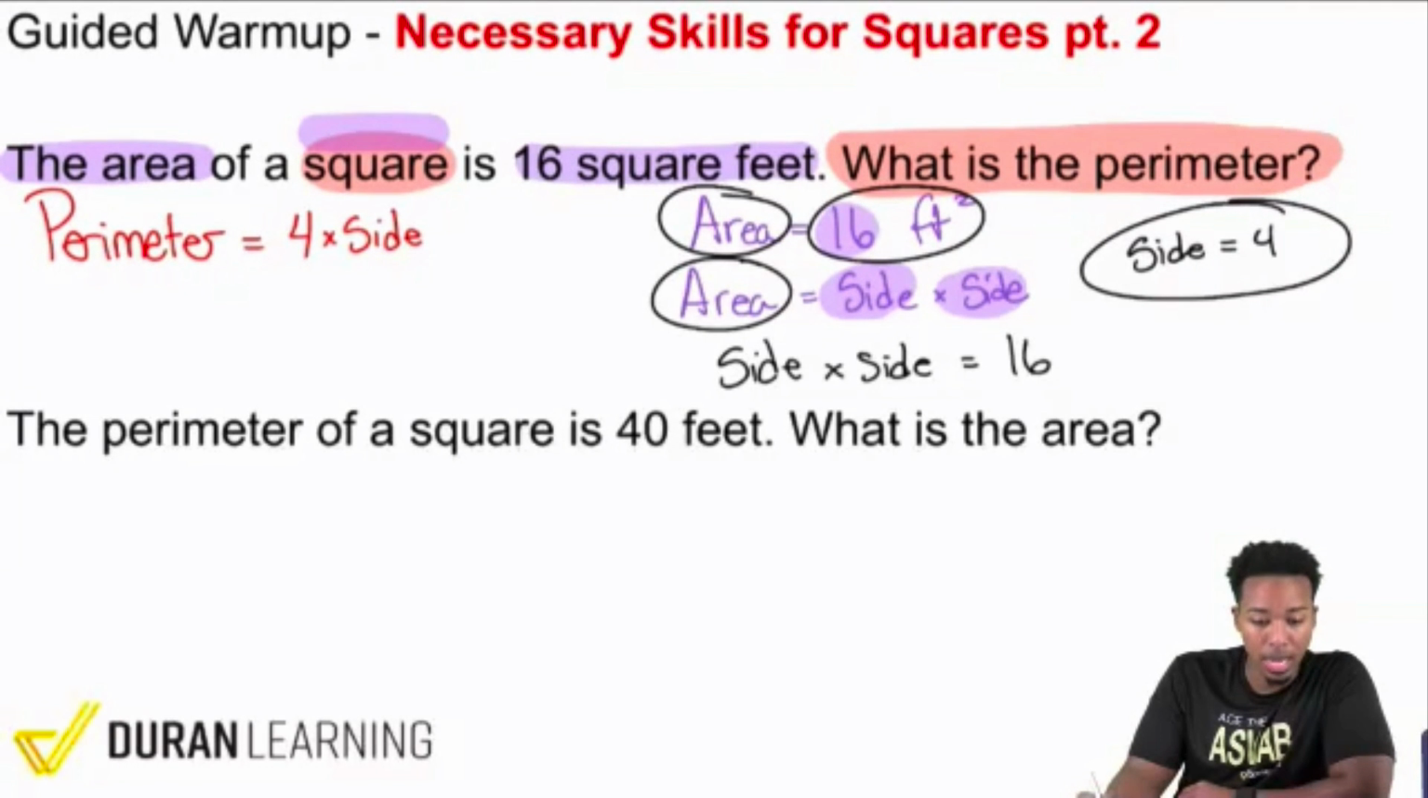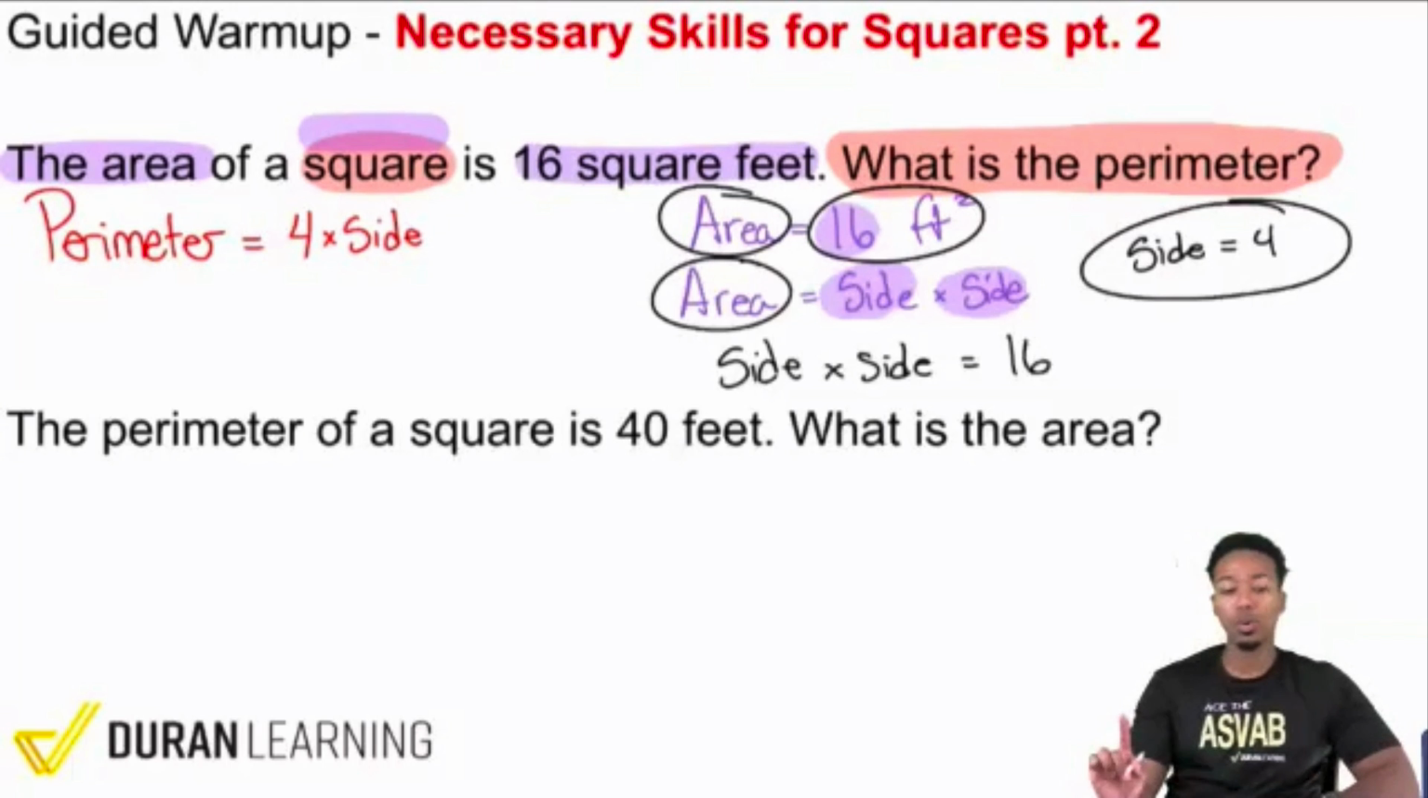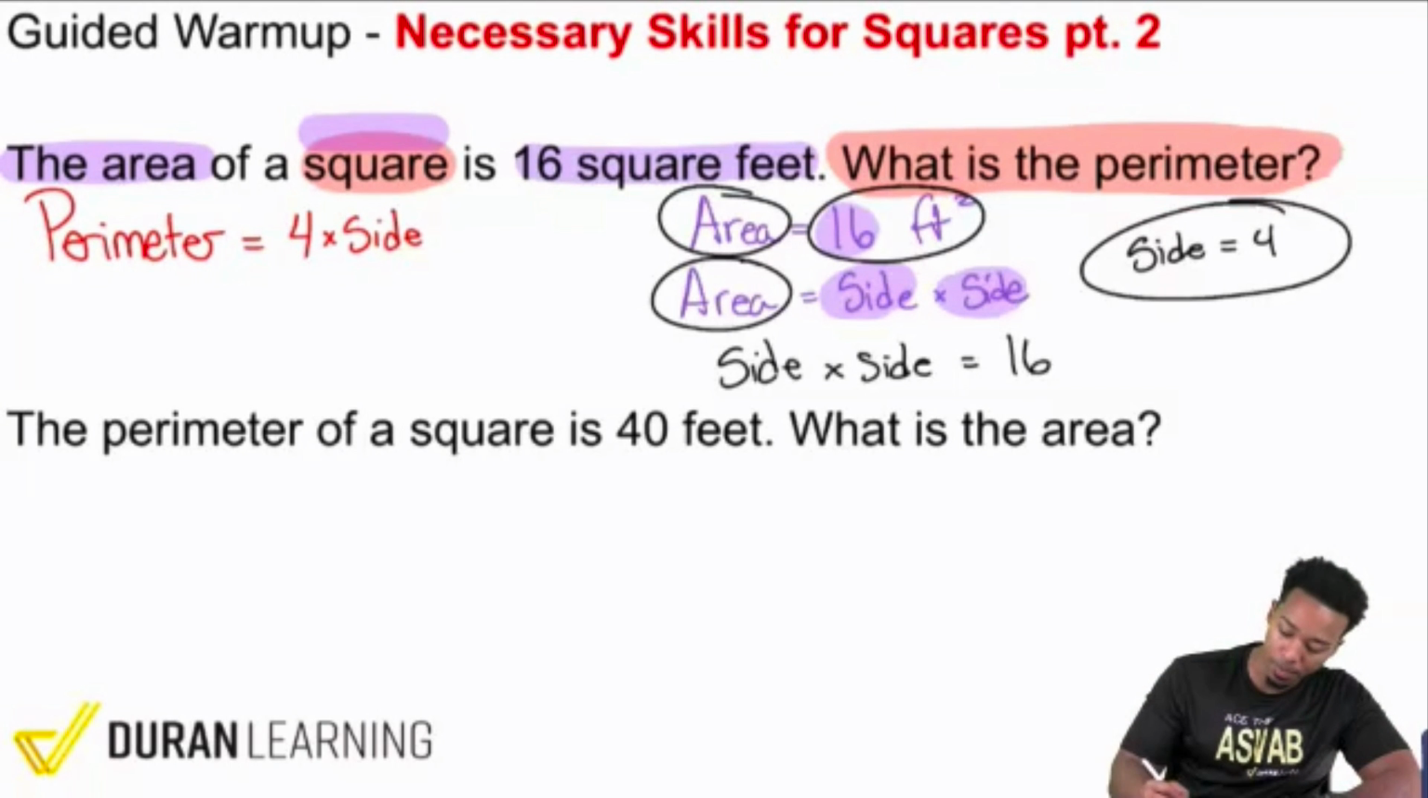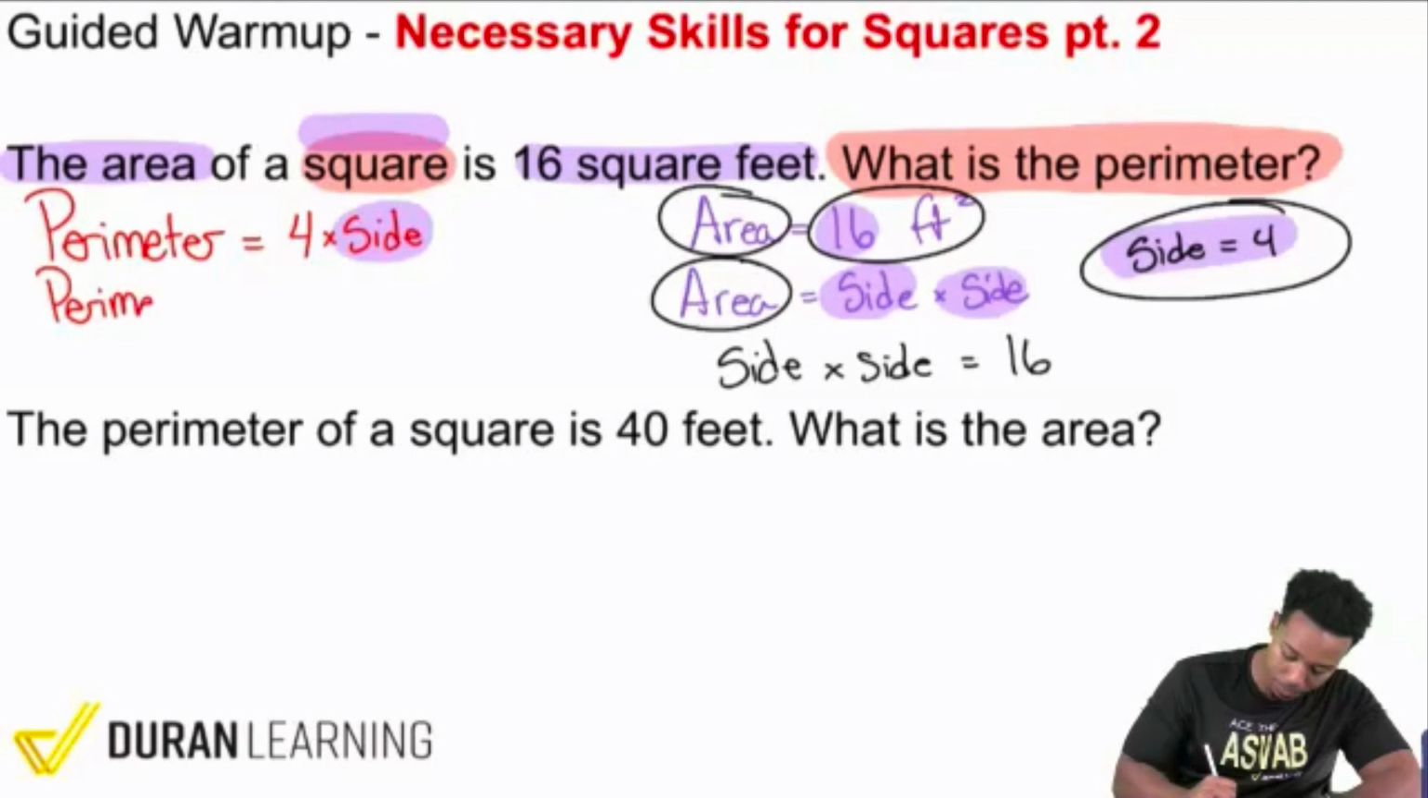Great. And so with that said, again, we were able to use a clue of the problem, the area given to us, to find the side, because we need the side to solve the problem. So the side equals 4, and that's it right there. So the perimeter equals 4 times 4 in this case.